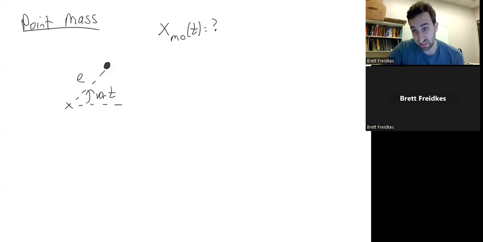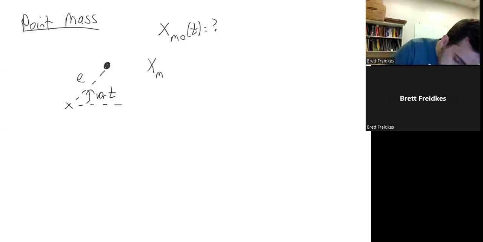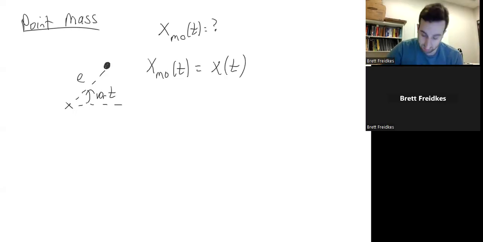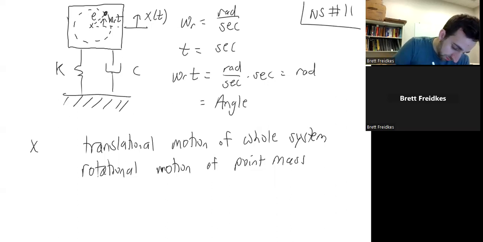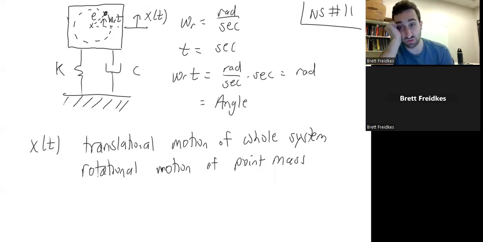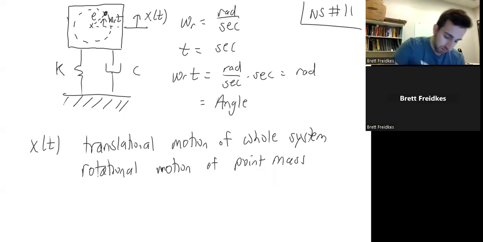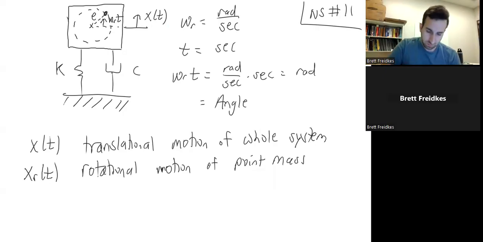Well, it's going to be based on the translational motion. Imagine it wasn't rotating. Its position would just be based on where the big mass is, up and down. So x m naught of t is equal to x of t. That's what we're trying to understand, the motion of that. That is our translational motion. This is x of t. Right, we see that up here. That's the up and down motion of the whole system. And then we also have this rotational motion that's occurring. I think I call this in the notes xr of t, for rotation.